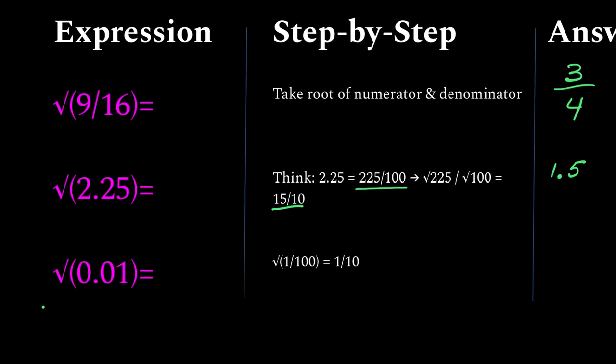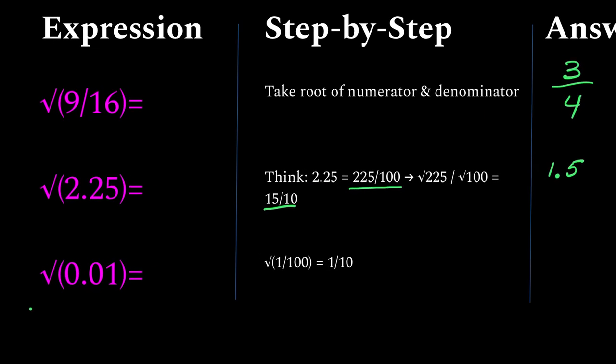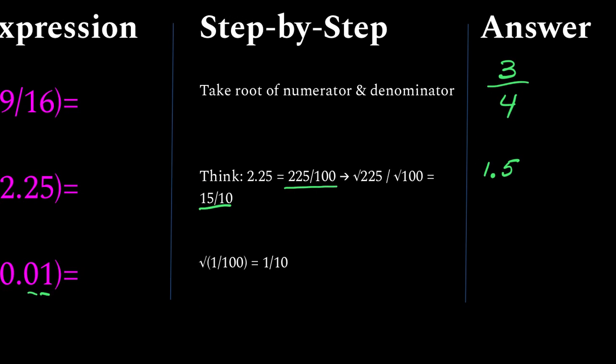Okay, let's move on to the next one. It is 0.01. Again, we're going to write it as a fraction. It's 1 over 100 because there are 2 spaces over here. And we have to find the square root of each number, which will be 1 over 10. And how do we write 1 over 10? 0.1.